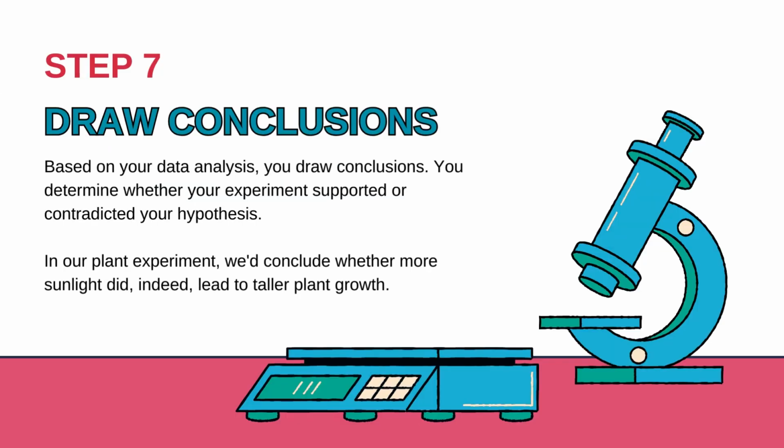Step 7. Draw conclusions. Based on your data analysis, you draw conclusions. You determine whether your experiment supported or contradicted your hypothesis. Your conclusion must answer the question you posed at the beginning of your experiment. In our plant experiment, we conclude whether more sunlight did indeed lead to taller plant growth.